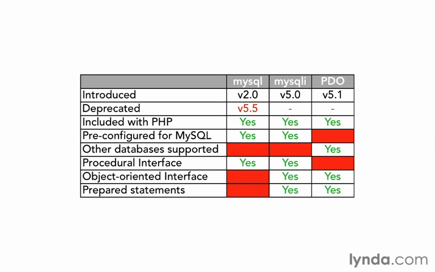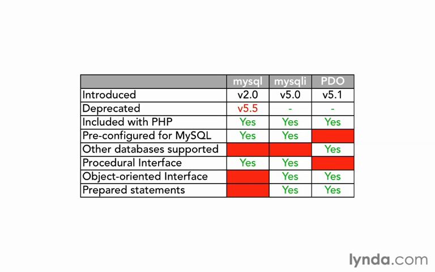All three APIs are included with PHP. Only the first two, though, MySQL and MySQLi, are pre-configured for MySQL. And you might understand why if you look at the next line and see that PDO supports other databases as well. So that's a key difference between these. PDO works with any database. So if you're planning on using something like Postgres, you're going to want to use PDO because MySQL and MySQLi are only for MySQL. Now, since we're using MySQL, that's fine. We can choose any of these still. But if your plan is to eventually use a different database, you'll want to investigate PDO.